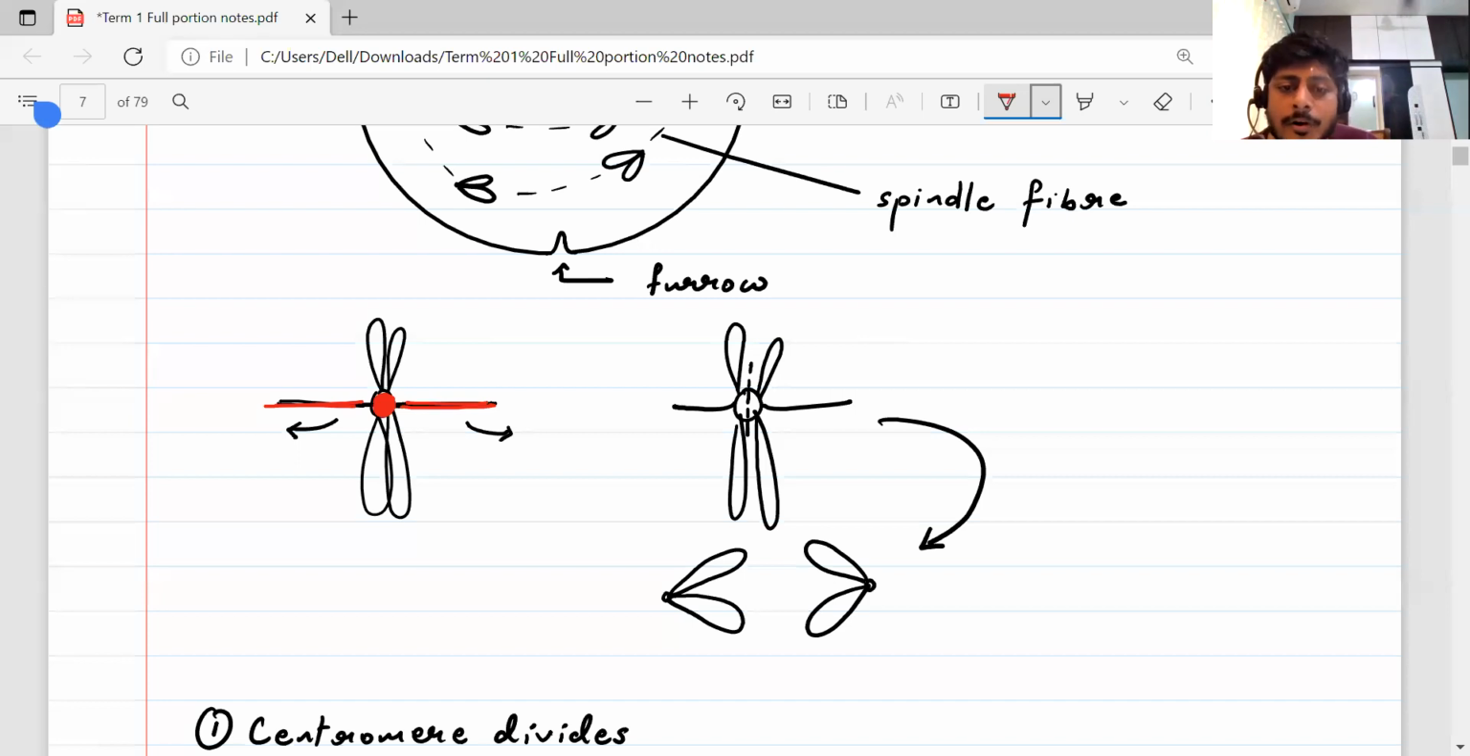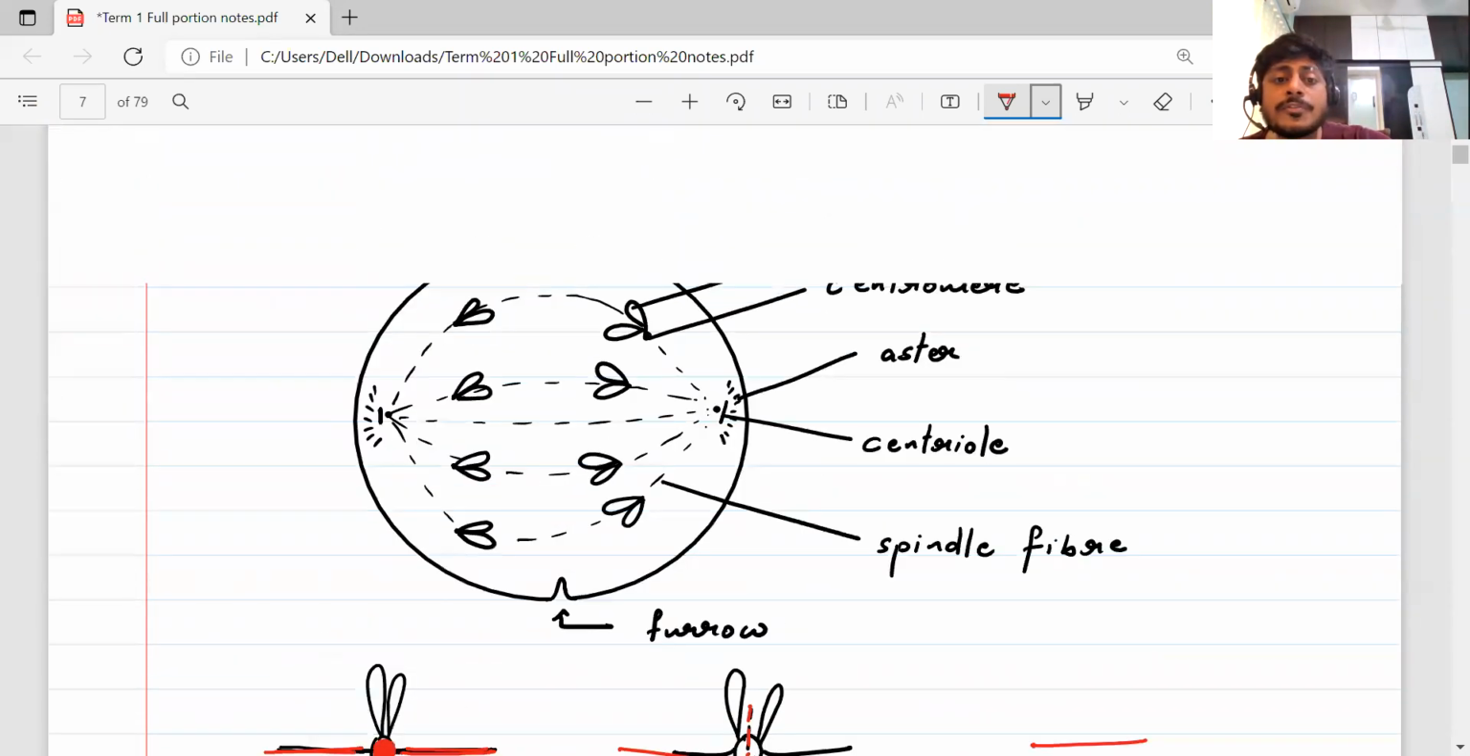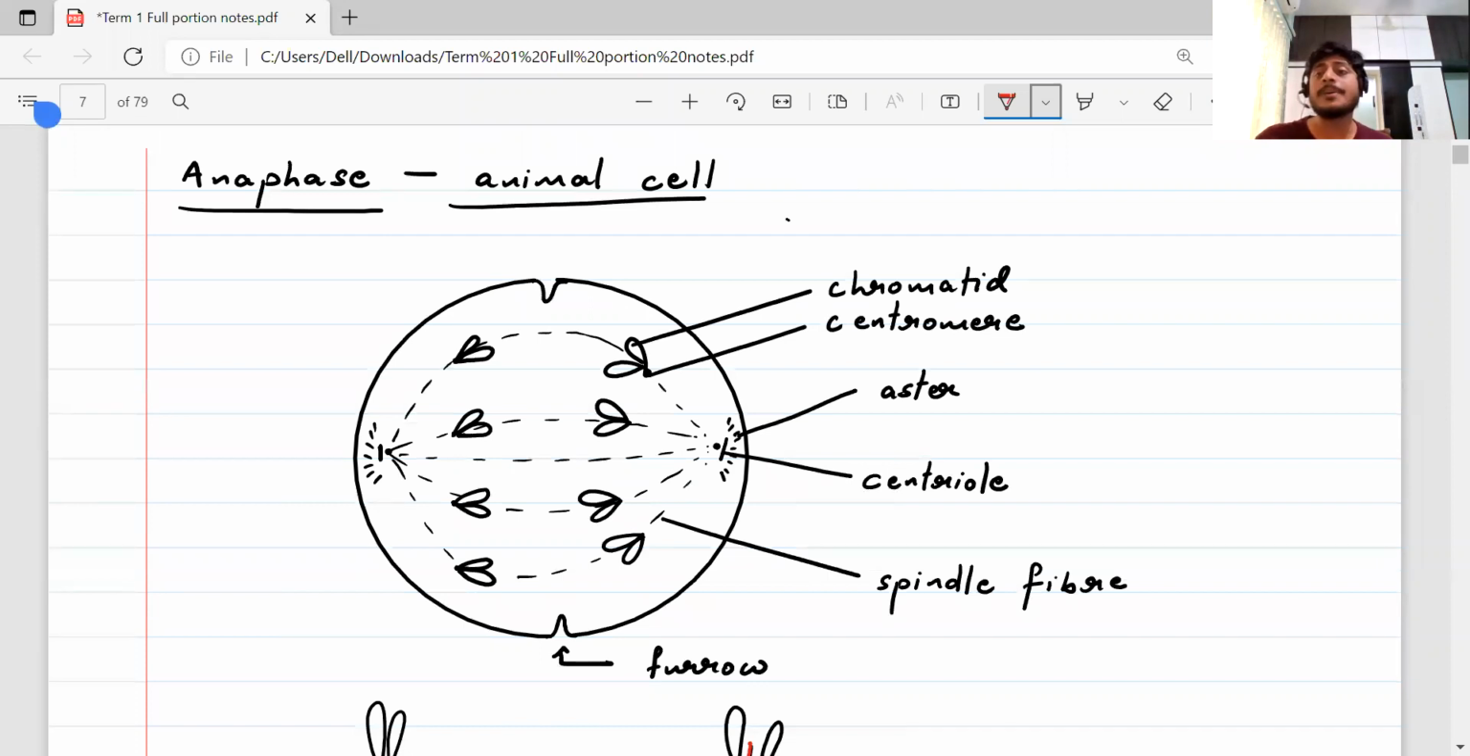When the spindle fibers contract, the centromere will divide and this part will be pulled and this part will be pulled. You can see this one chromosome converts into this structure. What happens is they move to the opposite poles. So the centromere divides and the chromatids move to opposite poles due to contraction of spindle fibers, which is what happens in anaphase.